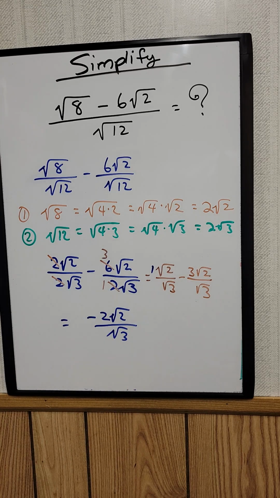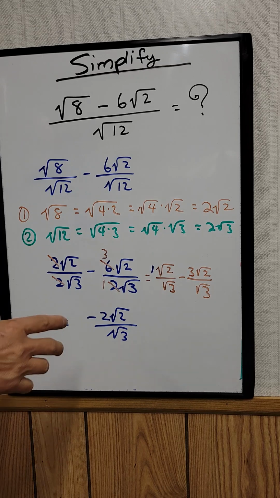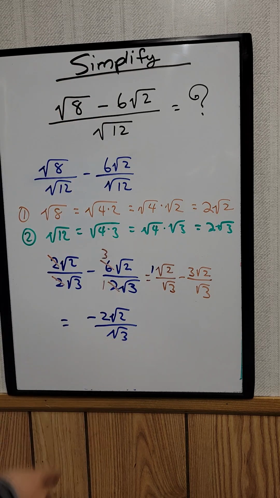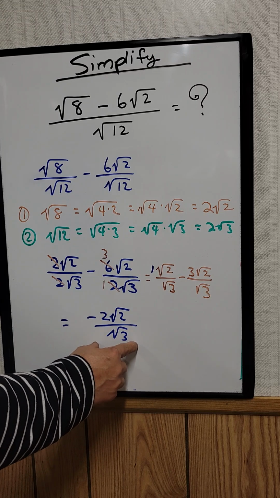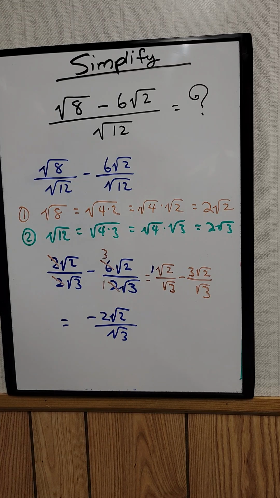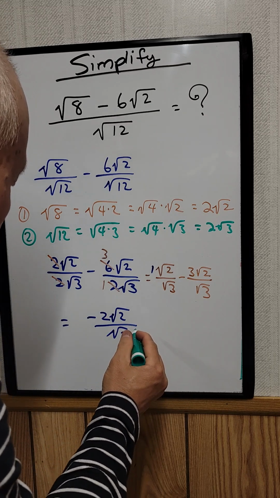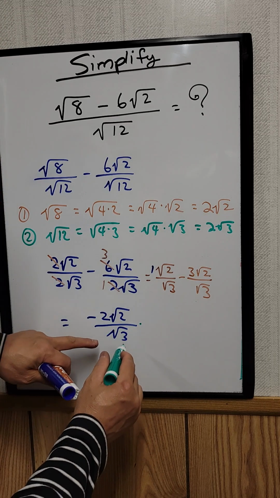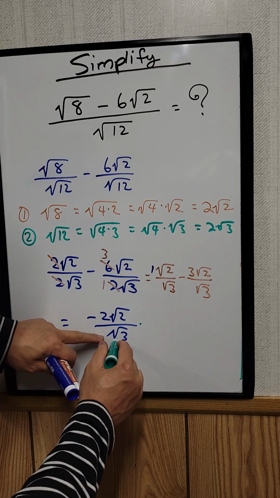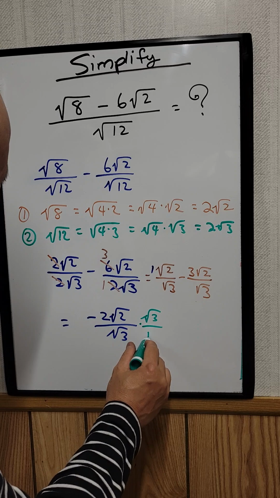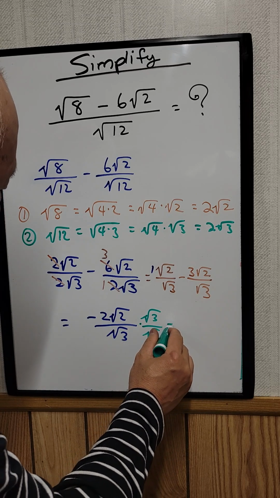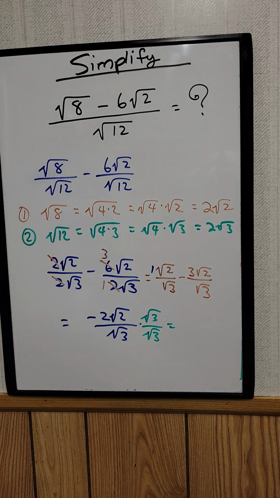Okay, so can you leave it like that? Can you leave the simplified answer like that, having the square root on the bottom, in the denominator? You can't do that. So the next step is what they call rationalize the denominator. So to rationalize the denominator, we multiply the numerator and the denominator by the square root of 3. Okay.